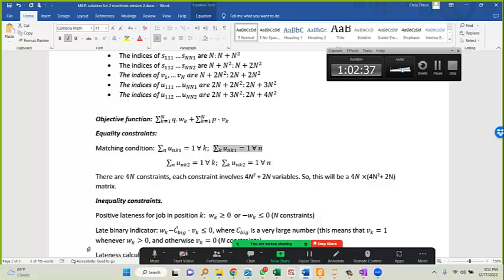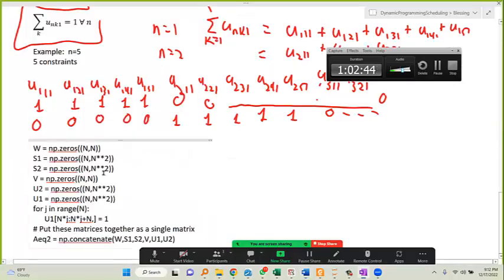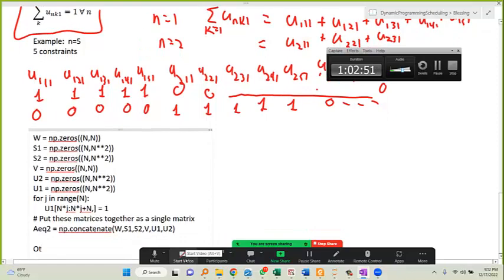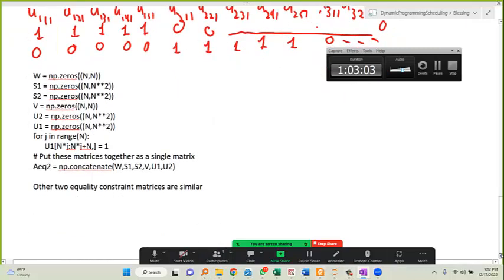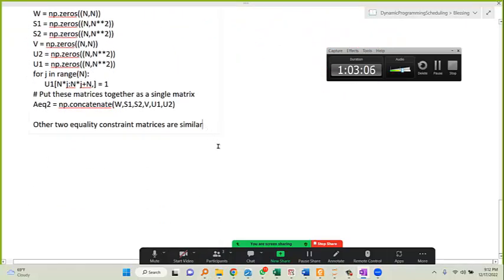Yes, I'll do that myself and get back to you. Okay, so you can put this code into your Jupyter notebook, and then you can do the next two constraints also. The other two equality constraint matrices are similar. Yes, they are similar, and that would be A equal 3 and A equal 4.